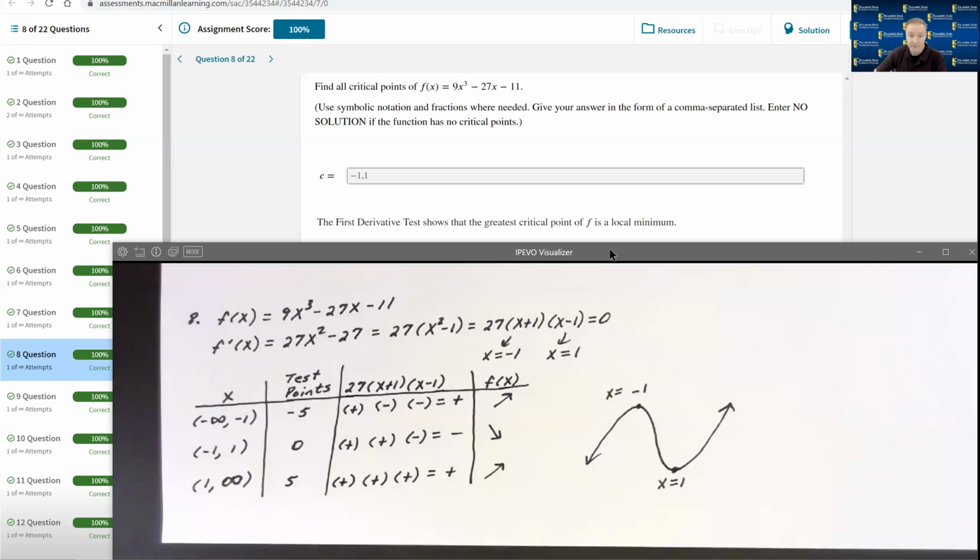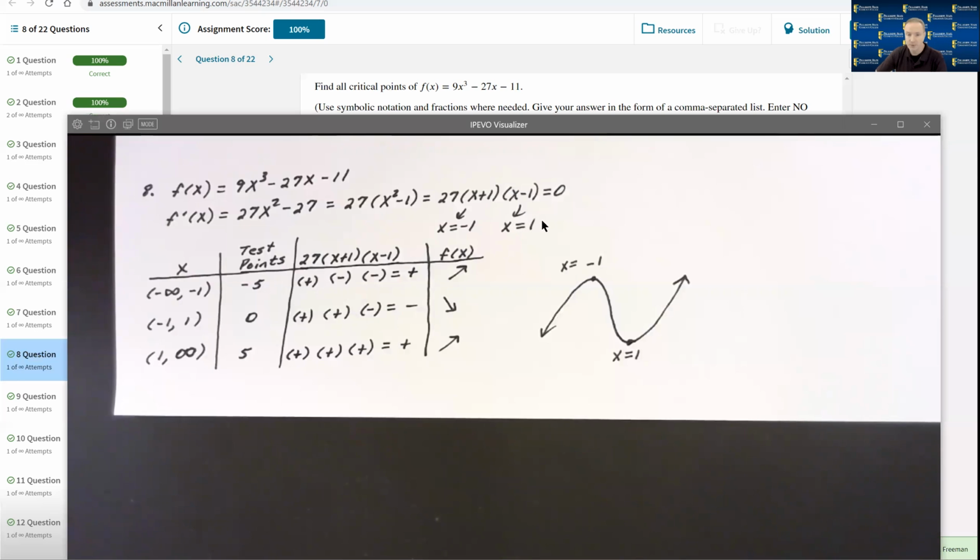Now, different problems are going to ask different things here. On this one, it just asks, the first derivative test shows that the greatest critical point of f is a local minimum. So be careful how you answer these questions. The greatest critical point is 1 in this case, and clearly the greatest critical point would be a minimum.